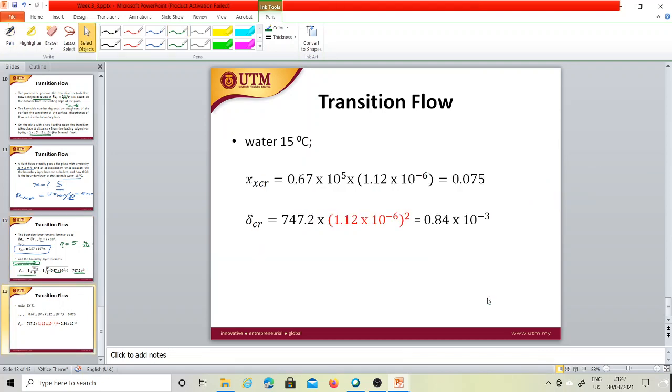So all you need to know is that the x critical and the boundary layer thickness depend on the viscosity. At 15 degrees you can check on the internet. For water at 15 degrees the viscosity is this much. Which fluid it is was not mentioned; in this case they consider it as water or any fluid. Anyway, the value should be given to you, don't worry. Whatever values you put in, you will get the expression for x critical and delta critical values. That's straightforward. So that's all for this theoretical part.